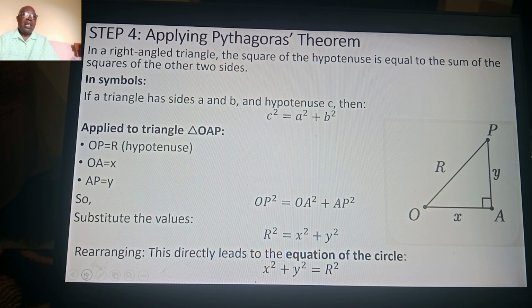Applied to our triangle OAP, OP is equal to r, which is the hypotenuse, OA is equal to x, AP is equal to y, so OP squared is equal to OA squared plus AP squared. Substitute the values. r squared is equal to x squared plus y squared. Rearranging, this directly leads to the equation of the circle: x squared plus y squared is equal to r squared.